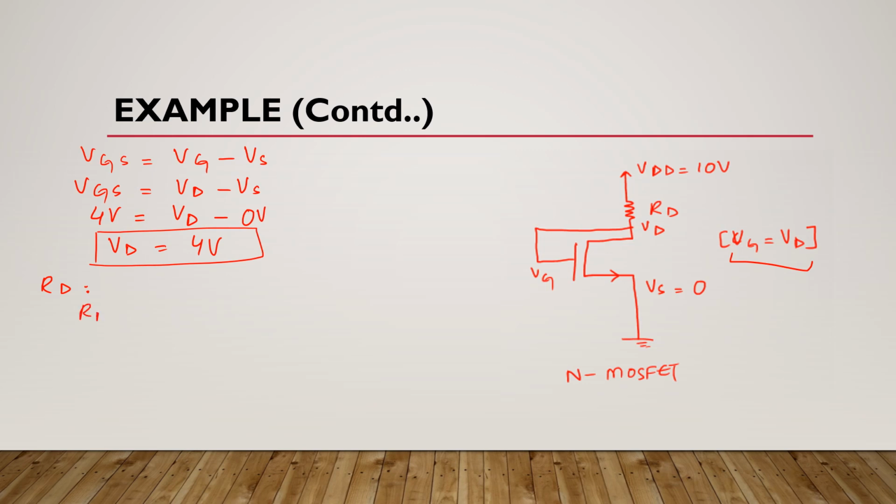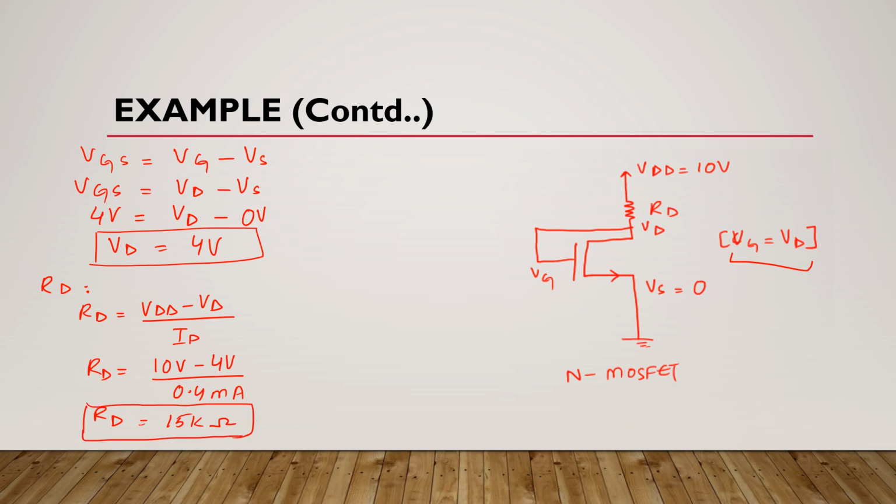Okay, now if you want to find drain resistor here, the equation will be VDD minus VD divided by ID. Here we know that VDD is 10 volts and VD is 4 volts, and this ID is 0.4 milliamperes. After solving this, you will get 15 kilo ohms. Okay, so this is your answer.